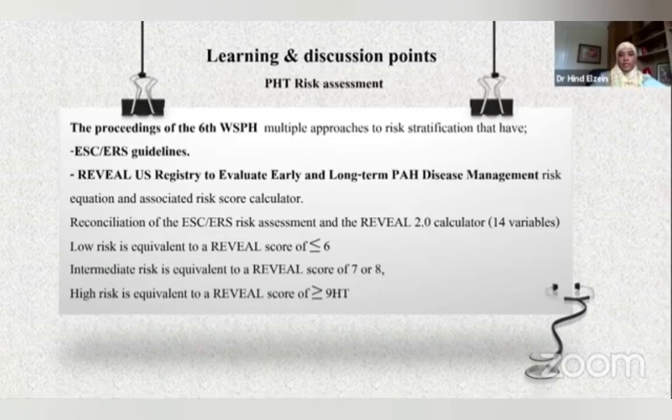And according to those variables, we would classify the patient into low, intermediate, and high risk. There's also the American system, which is the REVEAL score according to the US registry. There is a reconciliation of both systems. It depends what system you would like to use, whether it's the European or the American, and you can actually find the equivalent of each system.